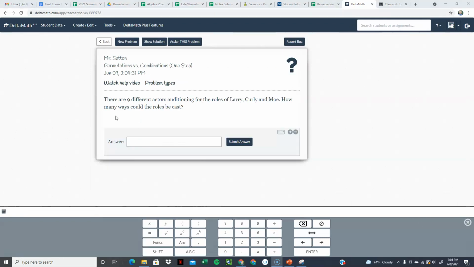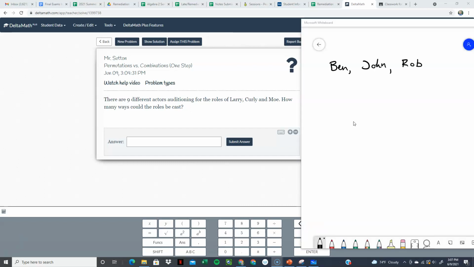All right, let's go ahead and look at this next one. There are 9 different actors auditioning for the roles of Larry, Curly, and Moe. How many different ways could the roles be cast? So again, the first thing we need to determine is if the order matters here or not, which in this case, the order does matter. And this is one that I think confuses some people because you might think the order does not matter if 3 people are cast, but because there are specific roles that they're being cast for, it matters in which order those 3 people are cast.